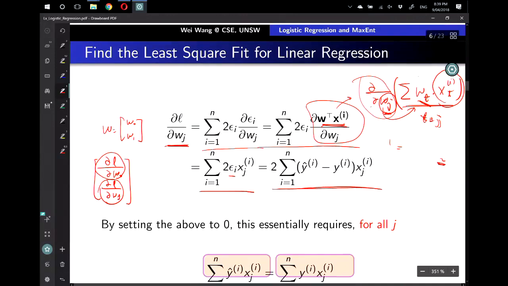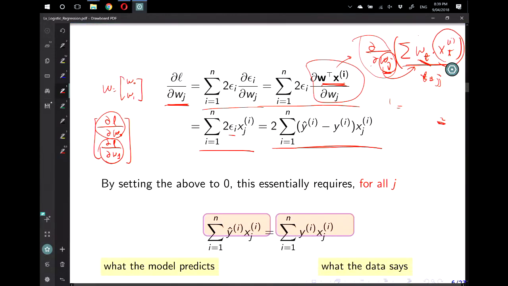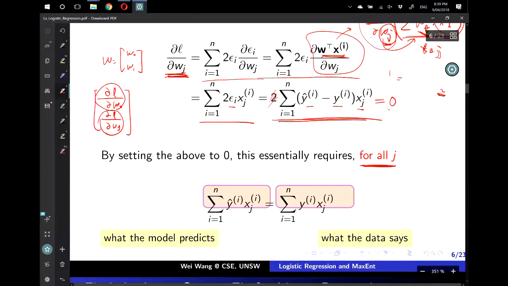So this means the optimal W needs to satisfy this kind of condition. That's the partial derivative with respect to each and every dimension of W, and they must all equal 0, right? This is the condition for finding the minimum, and this means for every j, because this is this guy minus this guy times this guy, go to summation, so the 2 doesn't matter because it's equal to 0. Essentially this term and this term should be equal.